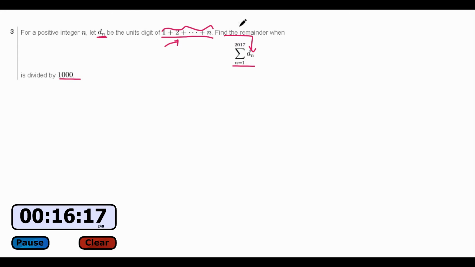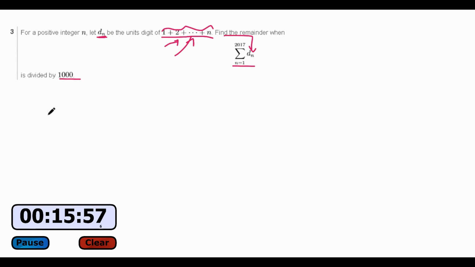We actually have to first take this mod 10 and then put it in the summation and then divide it by 1,000. So how do we find this mod 10? Well, there really isn't any easy way to find it at first glance. So what we basically do is we make a list of what Dn mod 10 is.